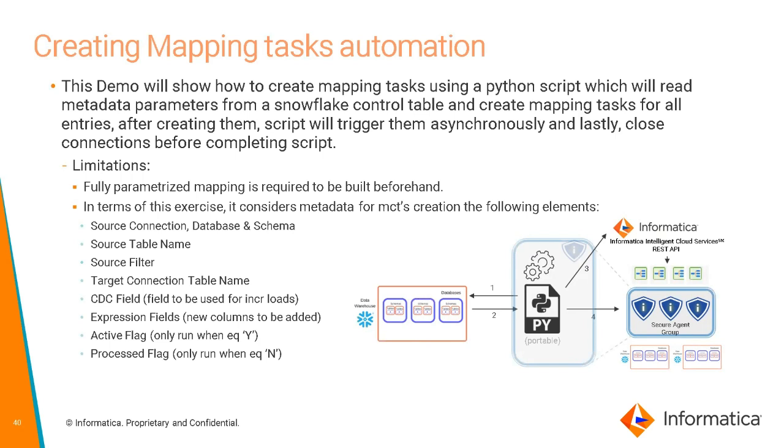Then in terms of this exercise, it considers metadata for MCT creation, the following elements that are going to come from Snowflake. So we have source connection, database and schema, source table name, source filter, target connection, table name, CDC field, which is the field to be used for incremental loads, expression fields, if there are any new columns to be added, active flag, so the script will only consider when this flag equals y, and then process flag, to be considered by the script only when it equals n.